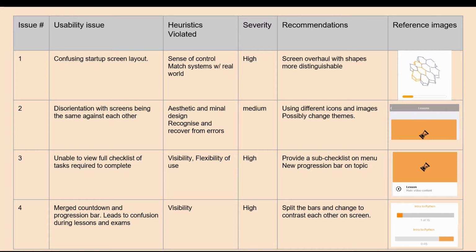The rest of the problems addressed are reliant on quality of life changes, which include a checklist or some form of visual progression for the user in the app, and separating hybrid features such as progression and timer bars because of our personal user experience feedback.